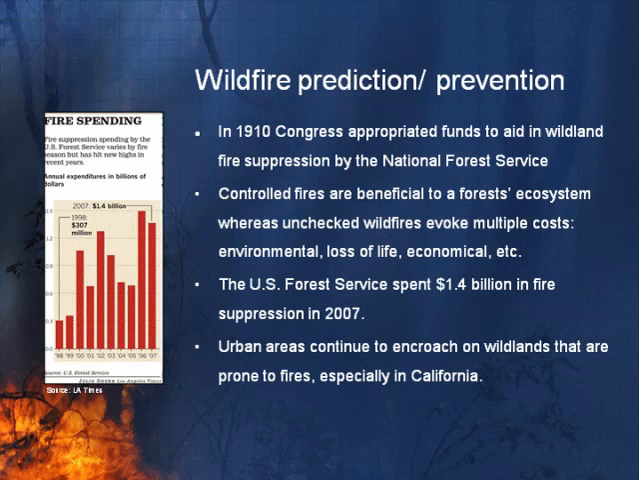In 1910, Congress appropriated funds to aid in wildland fire suppression by the National Forest Service. This sort of started the whole cycle there. Also, the U.S. Forest Service spent $1.4 billion for fire suppression in 2007. Some of that was Waycross, some of that was what was going on in South Georgia. Urban areas continue to encroach on wildlands, and we're seeing wildfires affecting people in their homes. We're seeing businesses now being affected on a larger scale because development is encroaching on wilderness land. This is happening in North Georgia right now.